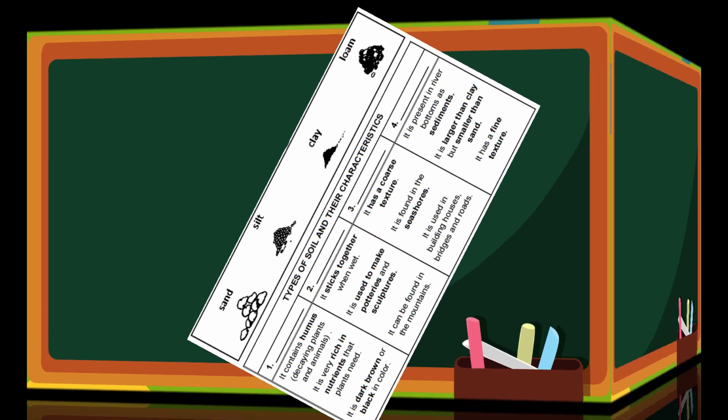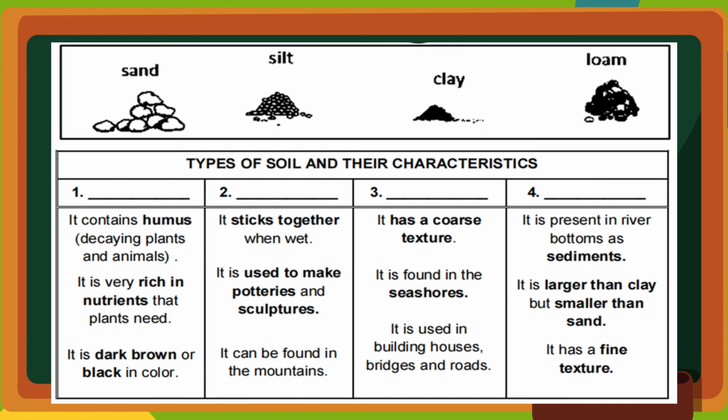Now, to check your understanding, label the column with the correct type of soil. What is being described in each column? 1. It contains humus. It is very rich in nutrients that plants need. It is dark brown or black in color. 2. It sticks together when wet. It is used to make potteries and sculptures. It can be found in the mountain.